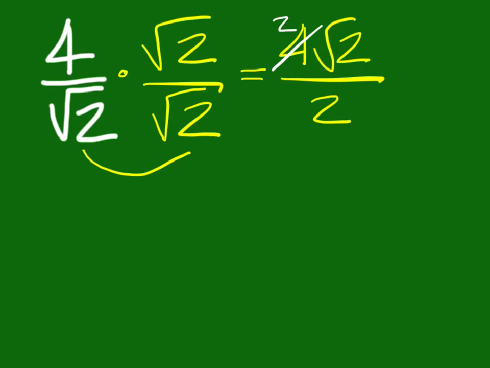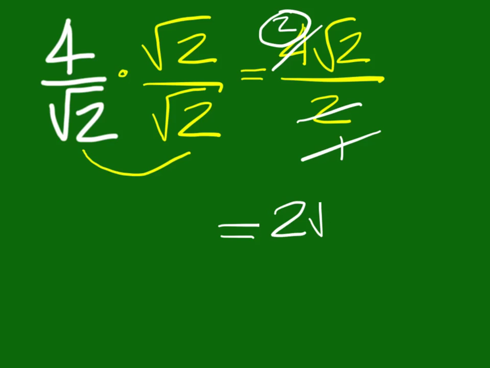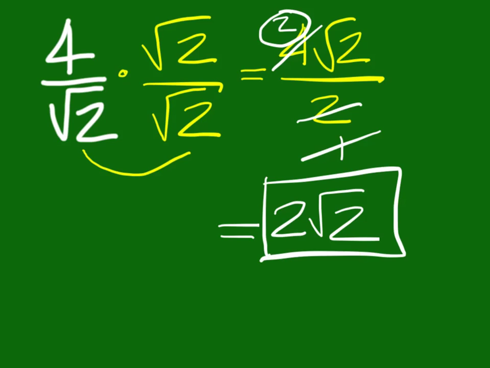2 into 4 twice, into itself once. That's just reducing a fraction. So down here the 1 is just gone. Can't have a 1 on the bottom. So you have 2 square root of 2 for the final answer.